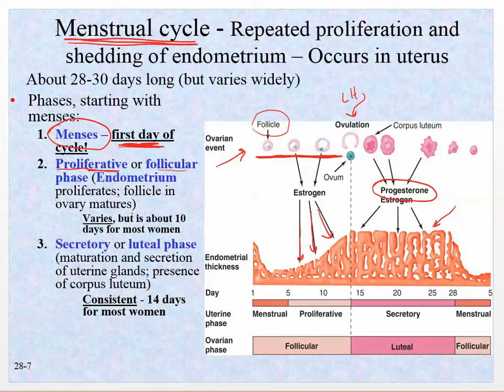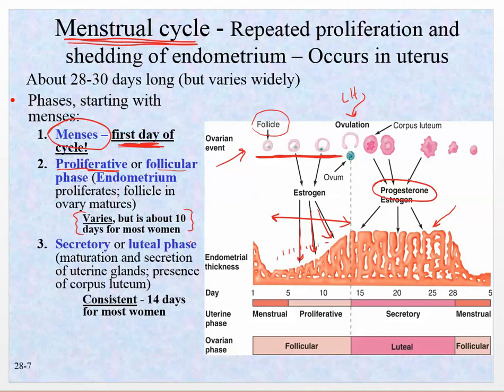So the proliferative phase, the endometrium proliferates while the follicle is maturing. So this particular part, if you're female, you might find this interesting. If you're male, you should probably know this too. But the first part of the cycle actually varies. When ovulation takes place, this is the part that generally varies, this first part before ovulation.